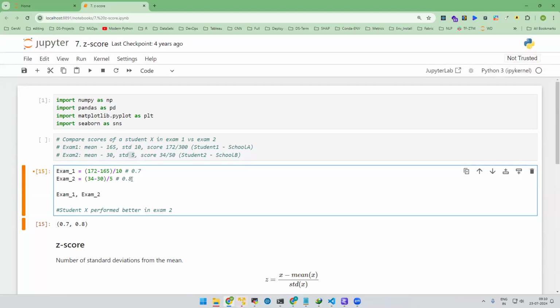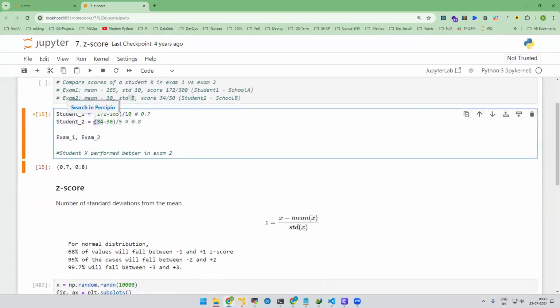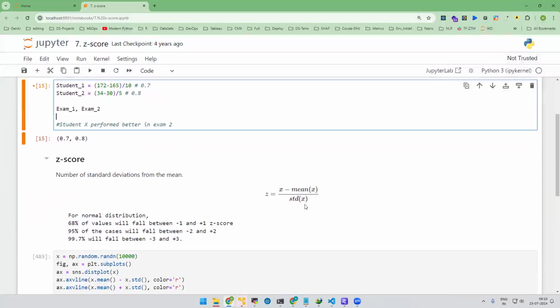So out of these values, obviously student two got better marks than student one, even though he got only 34, because it matters what it is out of. Again, if we have the mean and standard deviation apart from the actual value, then we can calculate the standard score, and then we can compare these two things, right? Any questions on Z score?